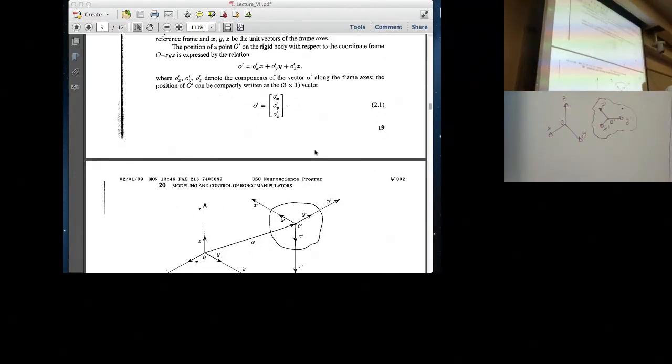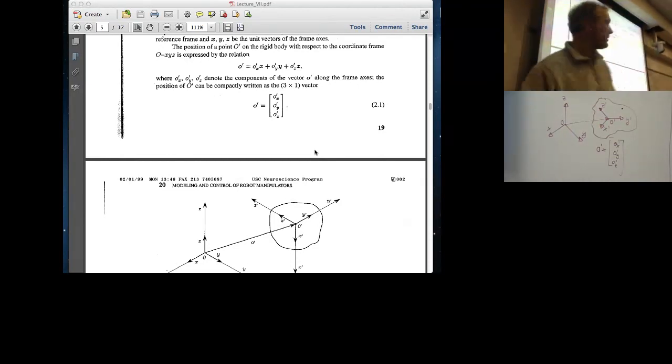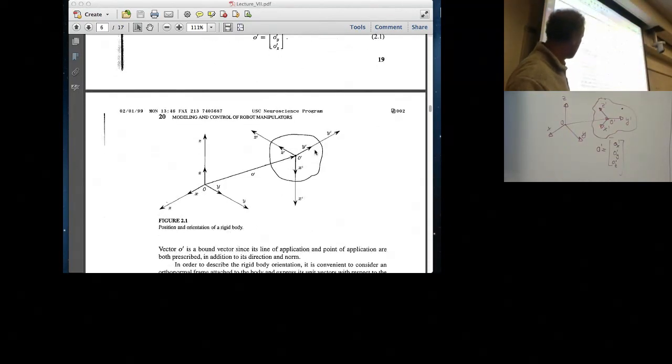Then the point O prime is basically just modeled as a vector O prime X, O prime Y, O prime Z. And these are the coordinates of O projected onto these different X, Y, and Z coordinates. Not particularly hard. So this is essentially the vector which we are modeling this way. This is all really straightforward, not too complicated.